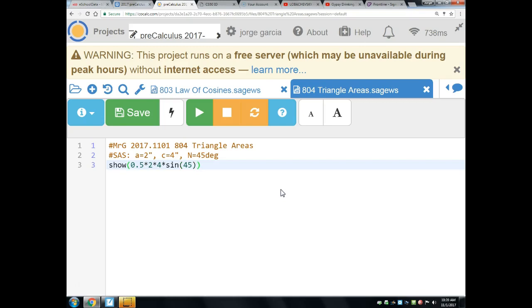And what's the problem with this? Well, sine is expecting radians. So convert degrees to radians by multiplying by pi over 180. And let's see what we get.